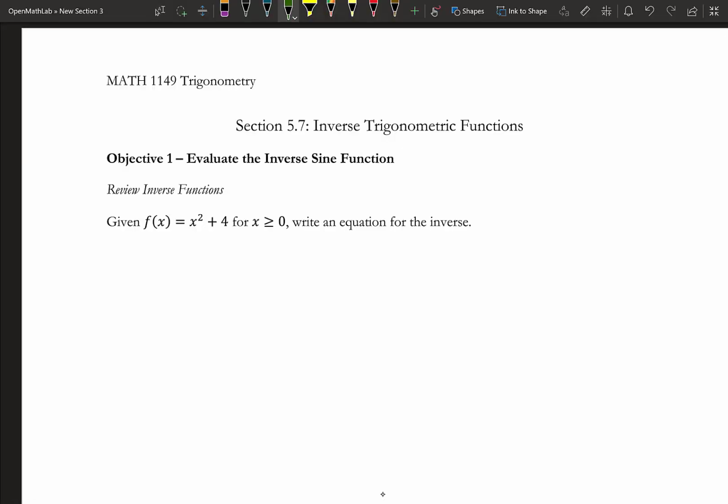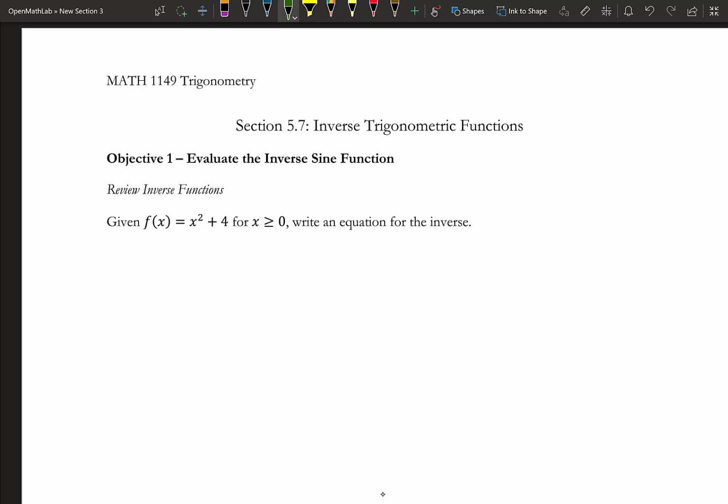Hi class, so this video is going to be over section 5.7. So we're going to look at inverse trig functions. But before we do that, I do want to review inverse functions with you a little bit, just to make us more comfortable for looking at this section.